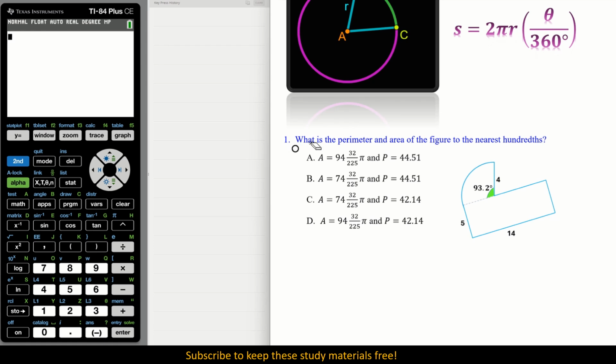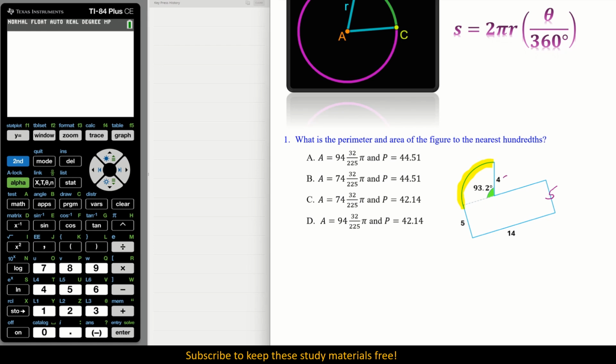Okay, number 1, what is the perimeter and area of the figure to the nearest hundredth? Well, the first thing that would be beneficial is to find the perimeter first. So what do we need for the perimeter? Well, I see 5, I see 14. I know this is 5. And I will highlight this arc length that we need. We need to find it. But we have one length left. And how do we get that length?